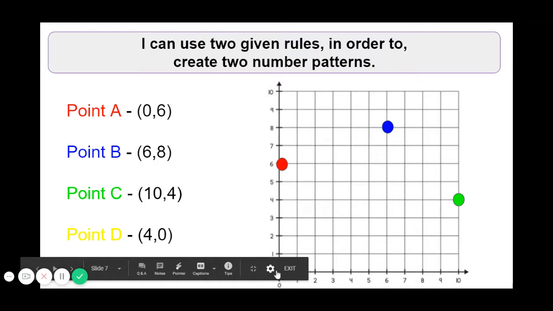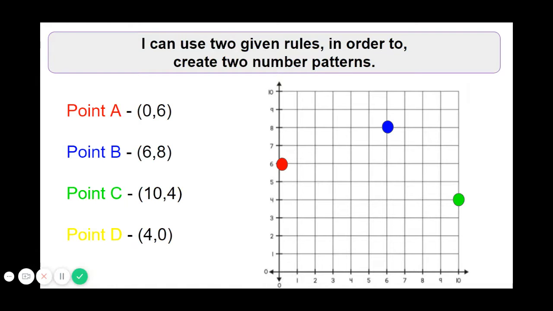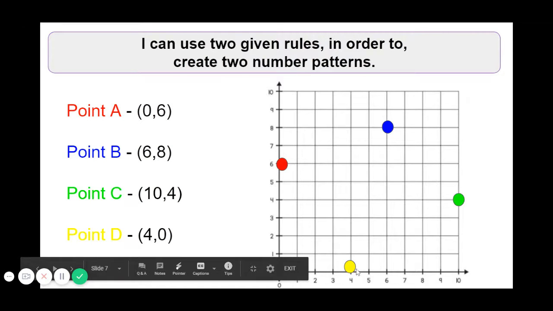And then finally point D is at 4, 0. That means I start at the origin again. I go to the right 4, but I do not have to go up my y-axis at all. So that means that point D is directly on my x-axis.